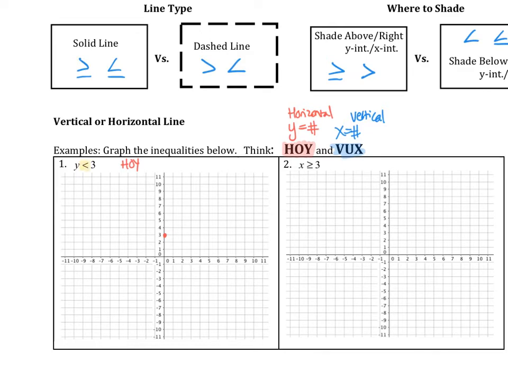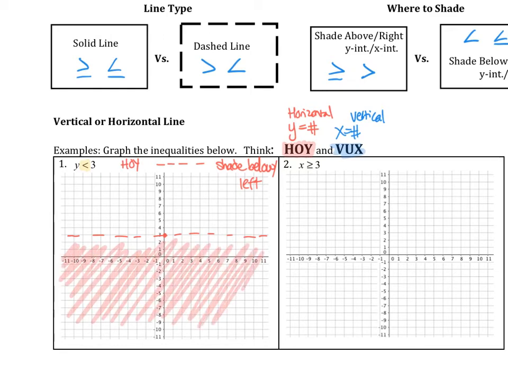That less than symbol tells me, since it's just a less than symbol, that I have to make a dashed line, and it tells me that I have to shade below or to the left of that dashed line. So I am going to make a dashed horizontal line across this point. Okay, and then I'm going to shade everything that is below. Okay, and that tells me that all of the numbers that are less than y equals 3 work for this inequality.